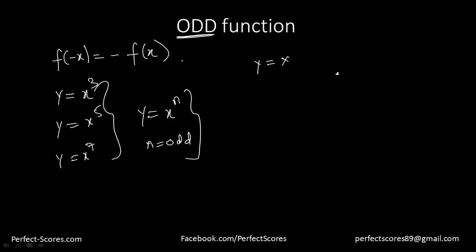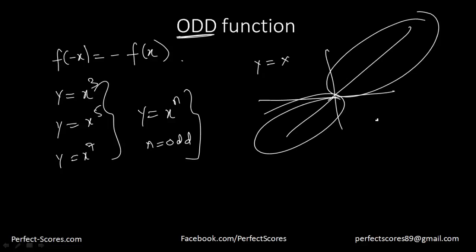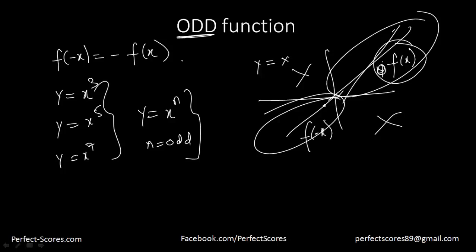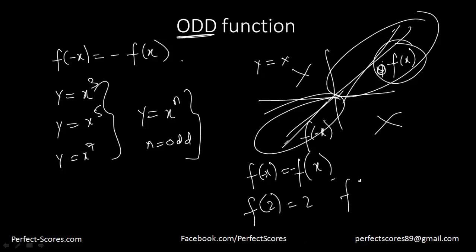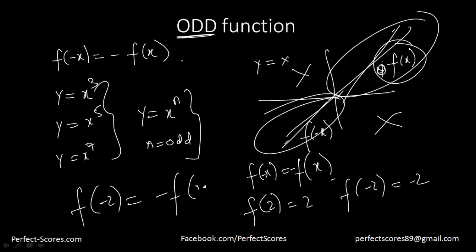Let's suppose y is equal to x. How does y is equal to x look like? Y is equal to x looks like this. This is reciprocated here, not here, not here. That means this is an odd function. That means here f of x is this, and f of negative x is this. So as you can clearly see here, f of negative x is equal to negative of f of x. Just for the example, f of 2 is 2 and f of negative 2 is negative 2. So f of negative 2 is negative of f of 2. So this is something we call odd functions, right?